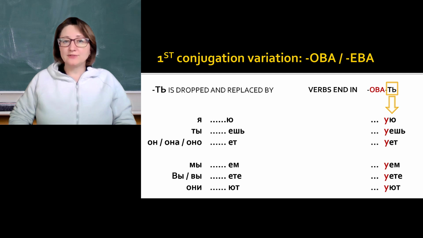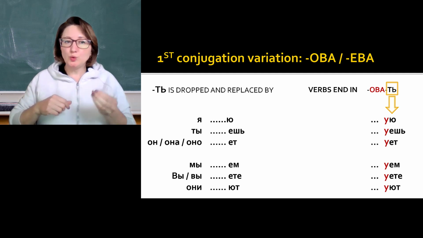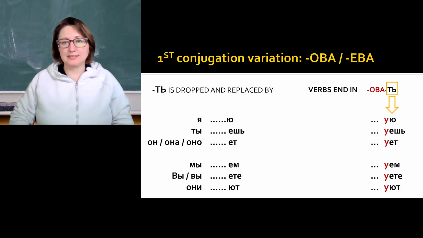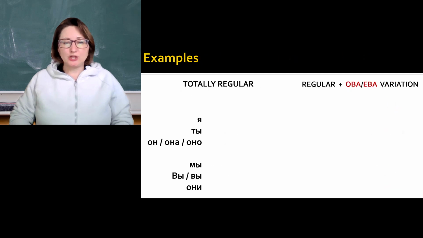So basically, if you have the ova, jeva verbs, then you drop all 5 letters, ova and soft sign, and you add u in front of every personal ending. So it will be u, you, u, yes, u, yet, and so on. So let's take a look at the examples.